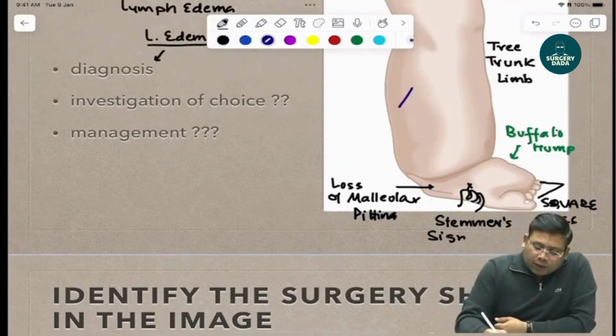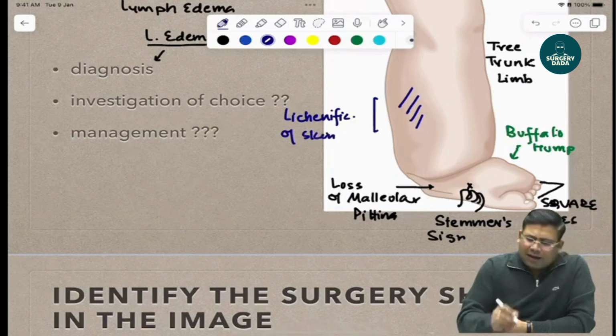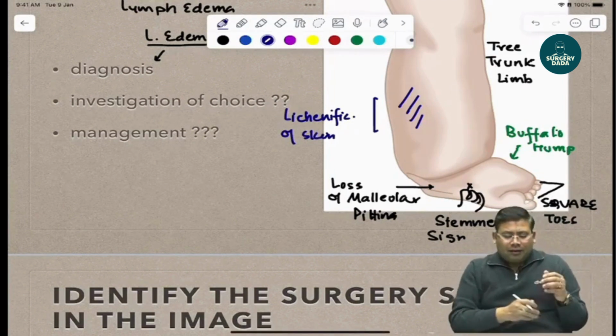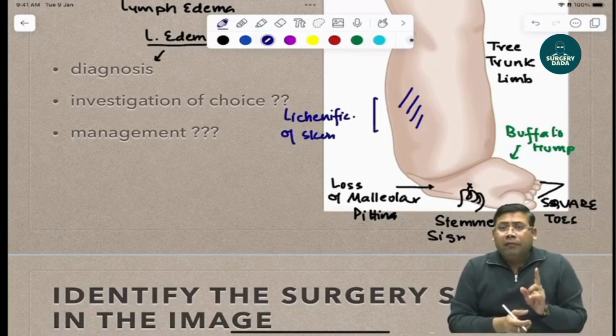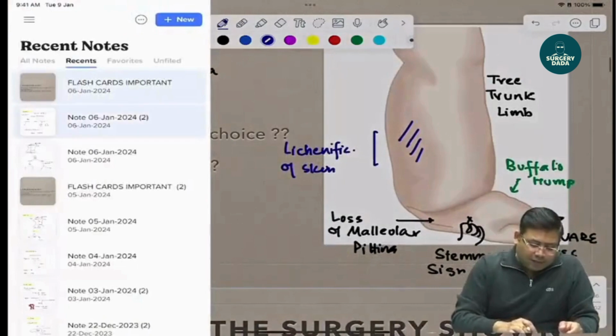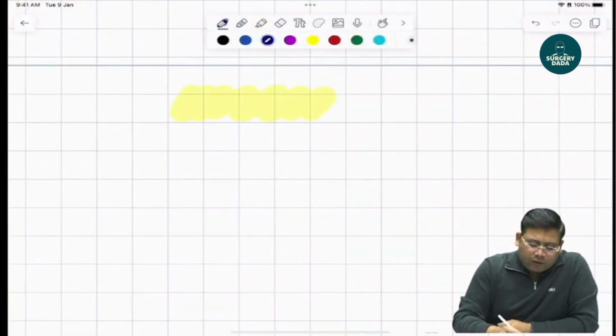You might also get to see certain skin changes, which is known as lichenification of the skin. So these are the classical cardinal changes that help us diagnose that this is a case of lymphedema. So what are the various things that we need to understand? Let us quickly give 4 minutes to a rapid fire discussion on lymphedema.